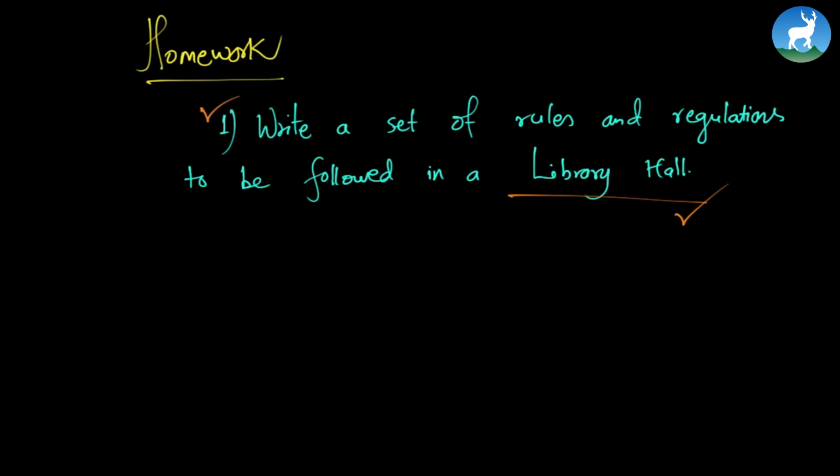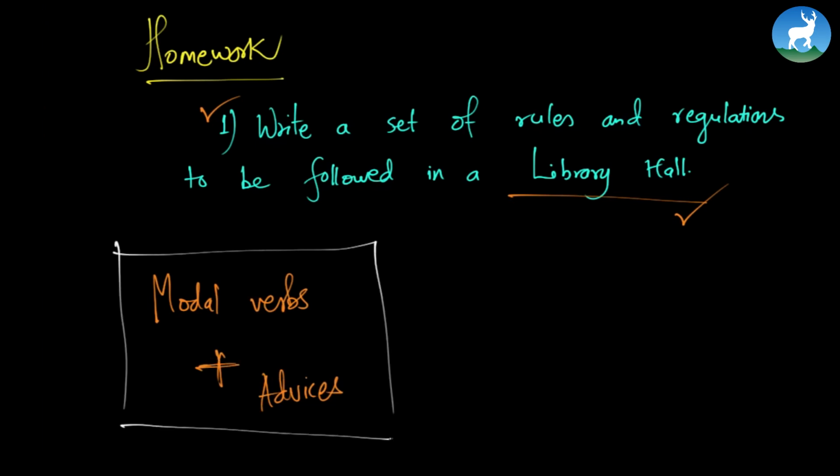You can write at least 4 rules or you can write more than that. All you need to do is you need to use modal verbs and you need to combine them with advices. So you need to use modal verbs and advices. So if you follow this structure, you can write as many rules as possible.